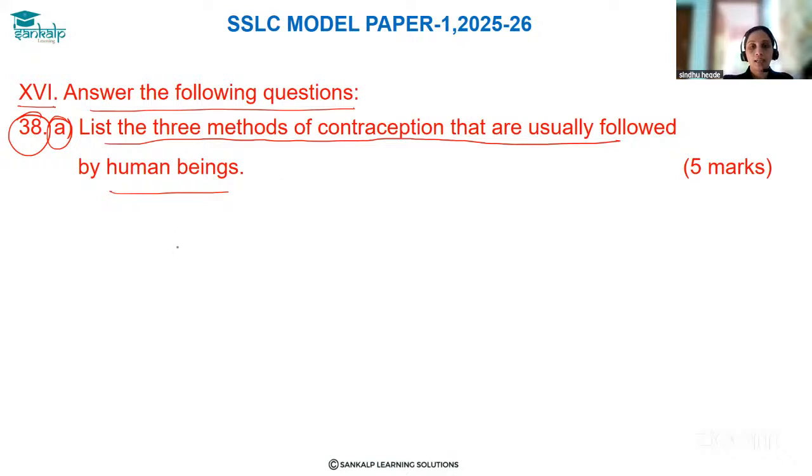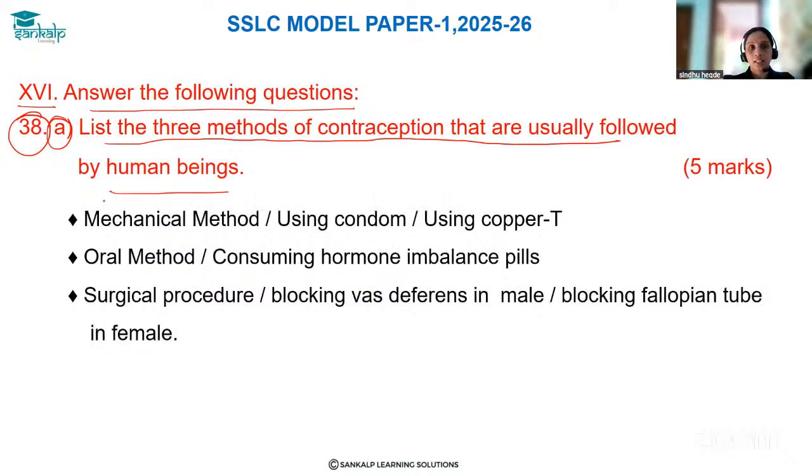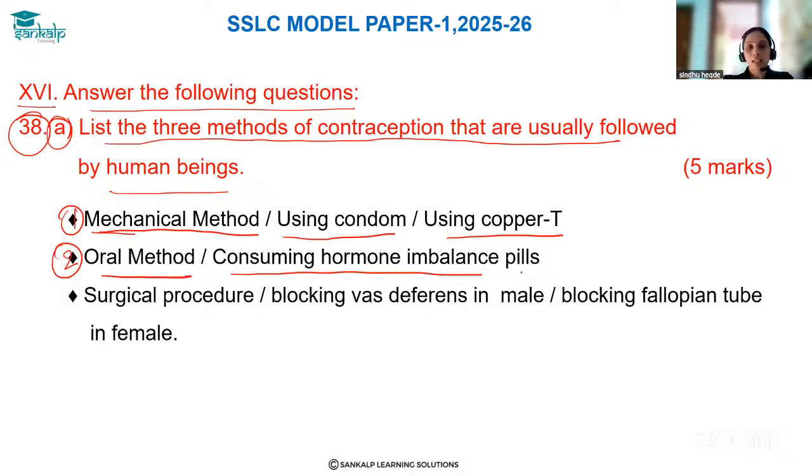Here you have to write the 3 methods. In that first one, mechanical method. This is the first method of contraception, means using condom or using copper T. In second method, that is oral method, means consuming hormone imbalance pills. These pills imbalance the hormones and it stops the pregnancy.